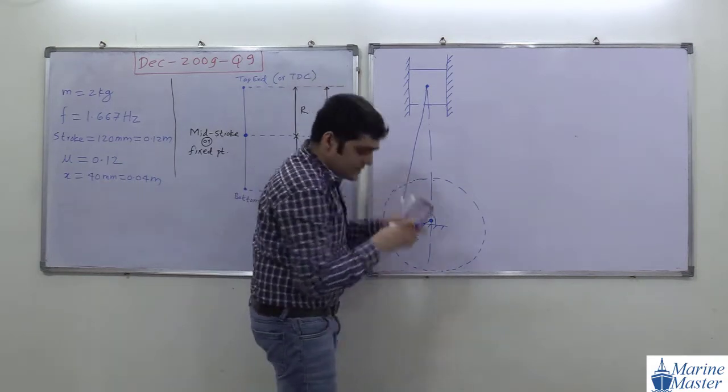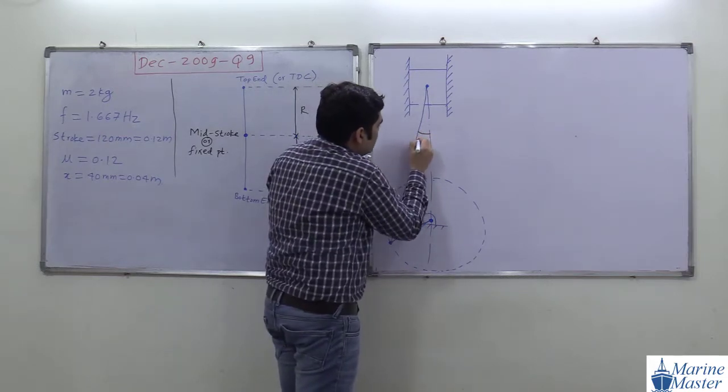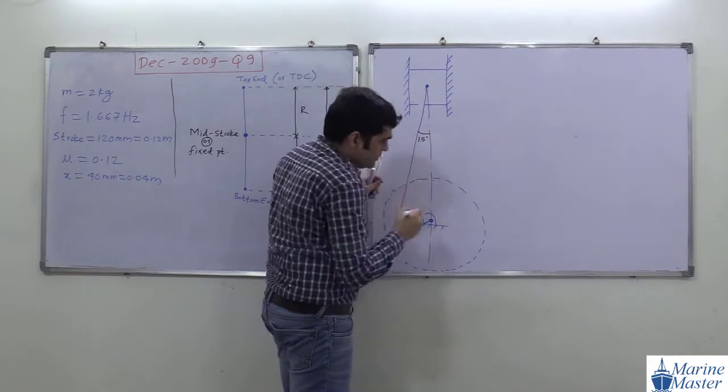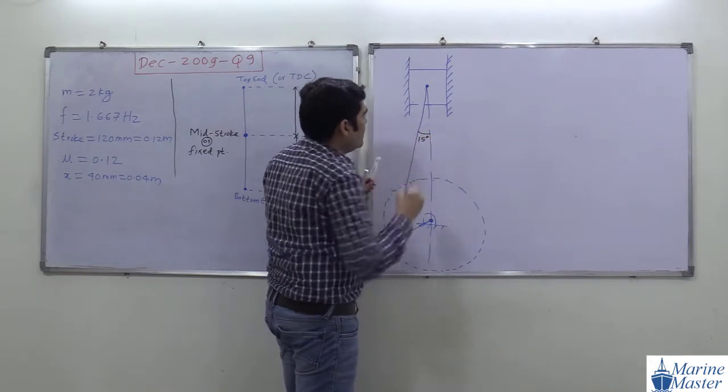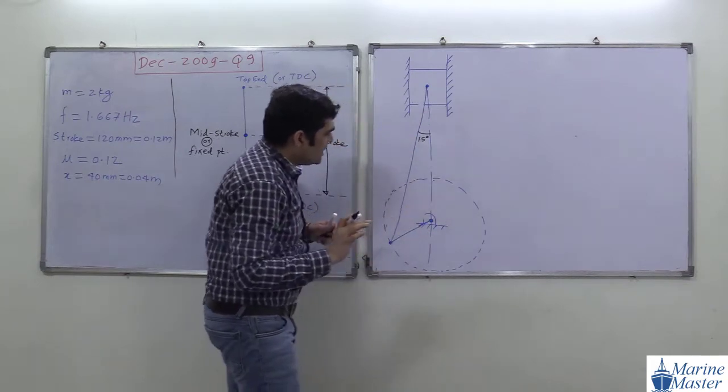This angle of the connecting rod is 15 degrees. It is given in the question. Try to see the scenario. Very simple discussion, not that difficult.